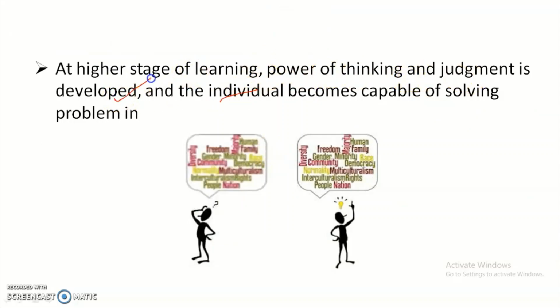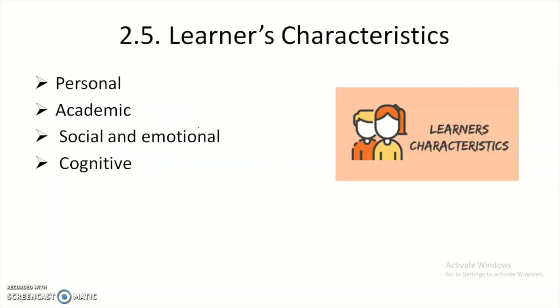The continuation of concept learning is that at higher stages of learning, the power of thinking and judgment is very well developed, and individuals become capable of solving problems. Capable of solving problems means not only textbook problems, but whatever problems they face in their lives. They can overcome those problems with the help of learning methodologies. Fine. The next concept is the learner's characteristics.